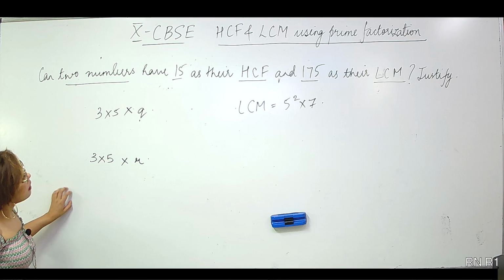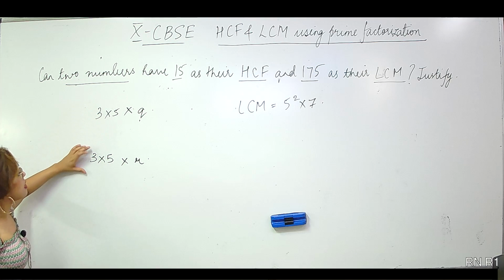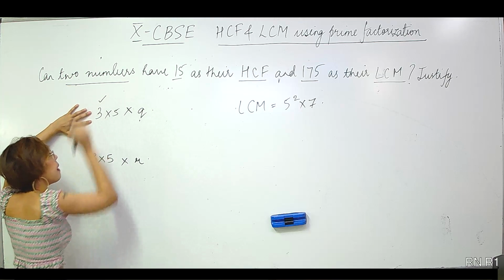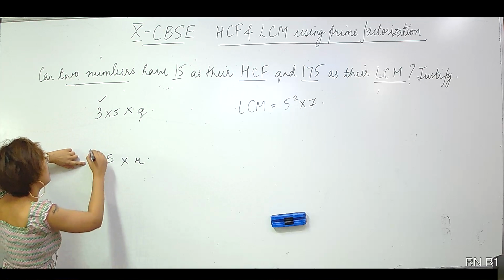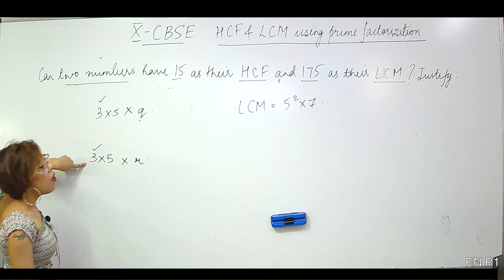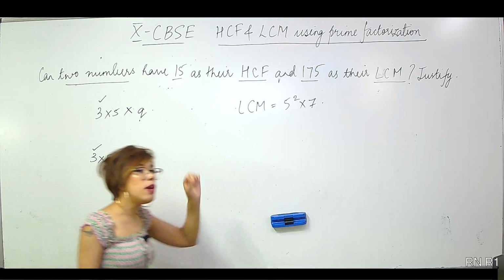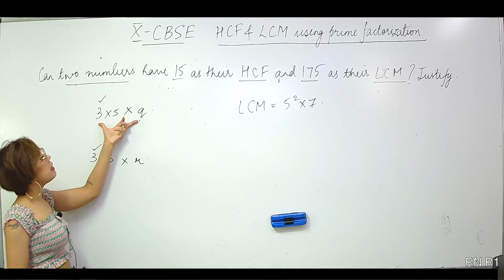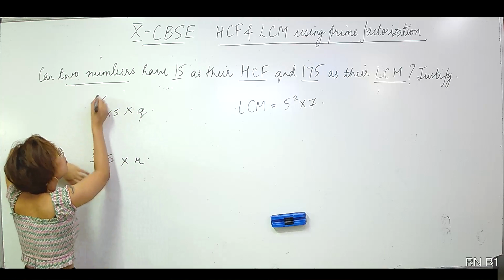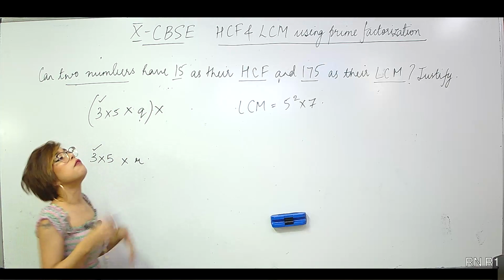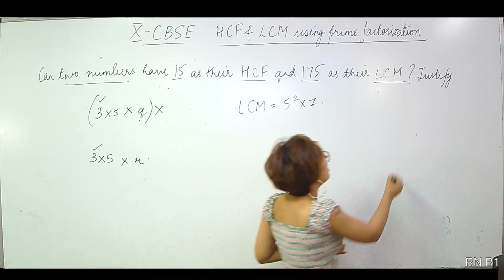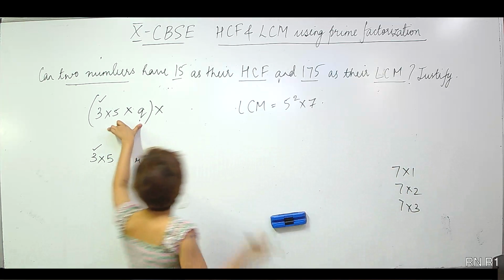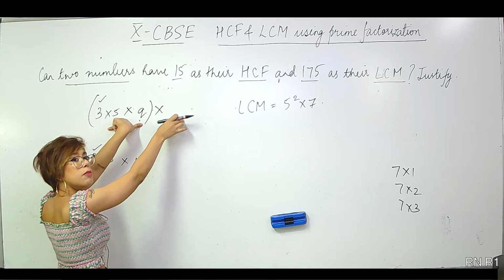Now, let's look at it carefully. This is my first number, this is my second number. So, the first number has 3 in its prime factorization. The second number has 3 in its prime factorization. Now, let me talk about LCM as the lowest common multiple. Any multiple of a number is that number multiplied by some natural number. If I am talking about the multiples of 7, what I am doing is 7 into 1, 7 into 2, 7 into 3. So the number multiplied by some natural number will give you the multiple.